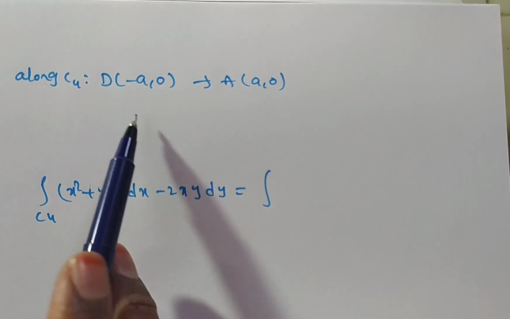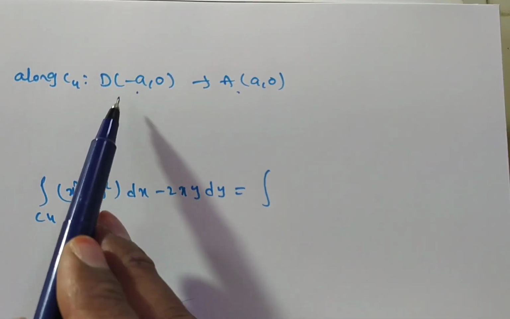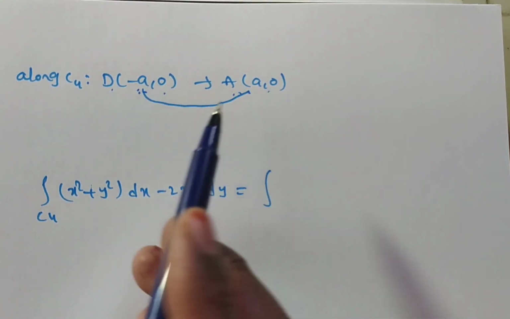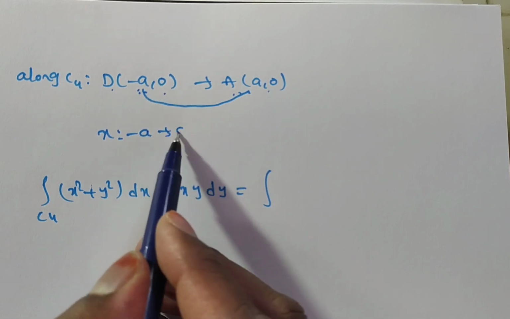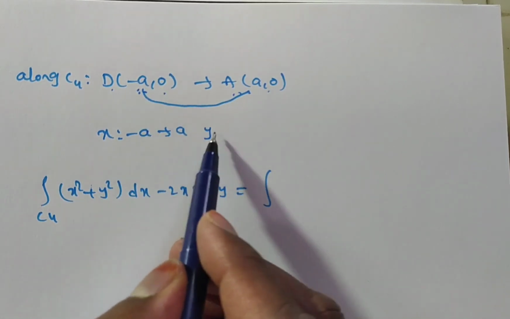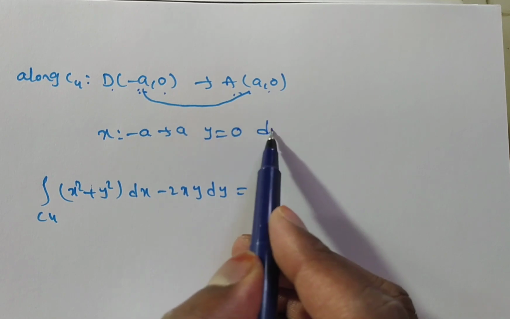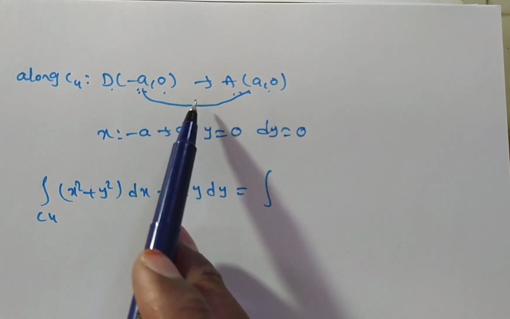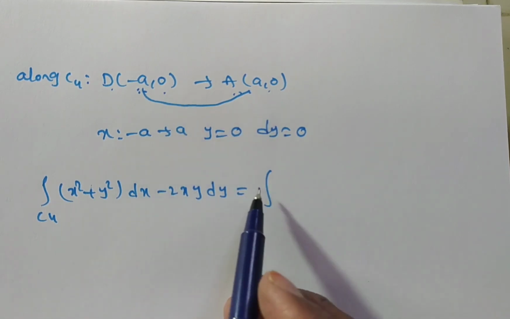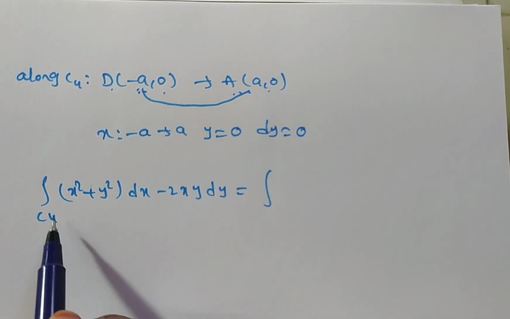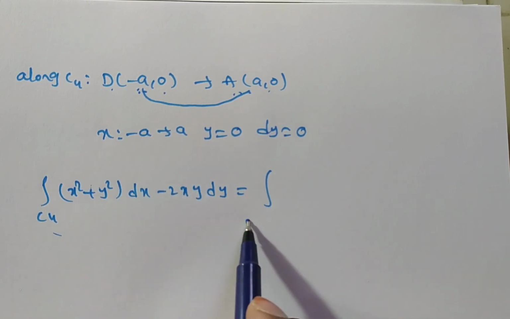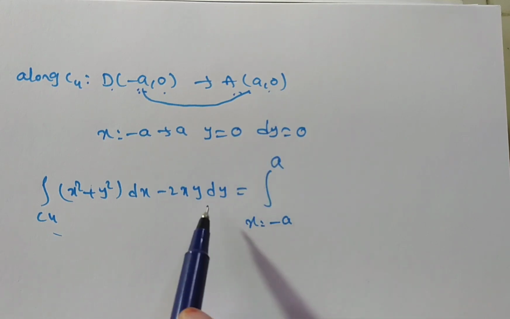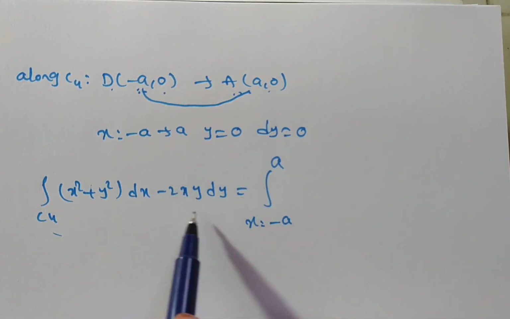Now x is from minus a to a. See here d is (-a, 0) and the other end is (a, 0). So x is moving from minus a to a. What about the y value here? 0. Here also 0. So y is a constant, that is 0. The rate of change of y is 0 here, because it is not changing along the y-axis. That is why dy is 0. Next, we are integrating along C4 with respect to x, from minus a to a. In this case dy is 0, so that term will be 0 in the integration.